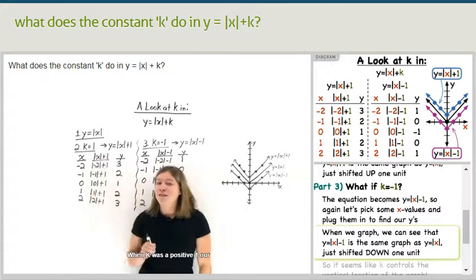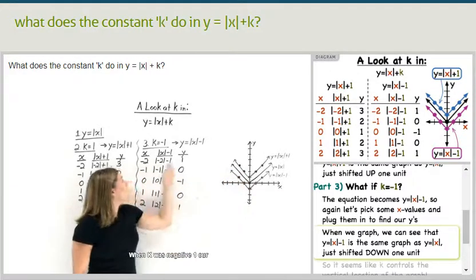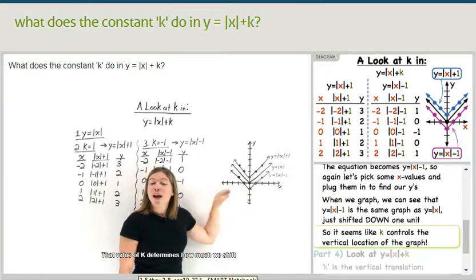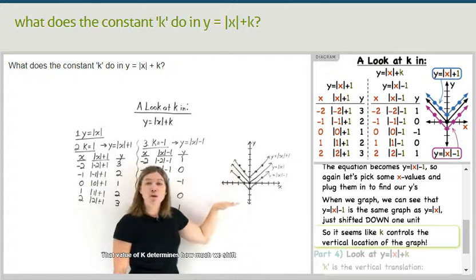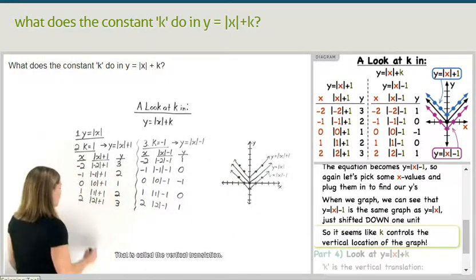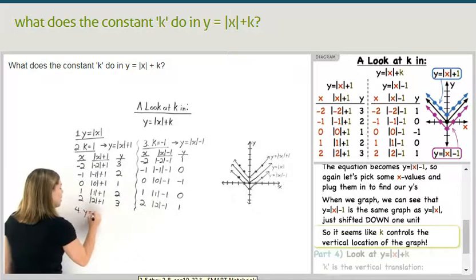When k was a +1, our graph shifted up 1 unit. When k was -1, our graph shifted down 1 unit. That value of k determines how much we shift our graph up or down on the coordinate plane. That is called a vertical translation. So k controls our vertical translation.